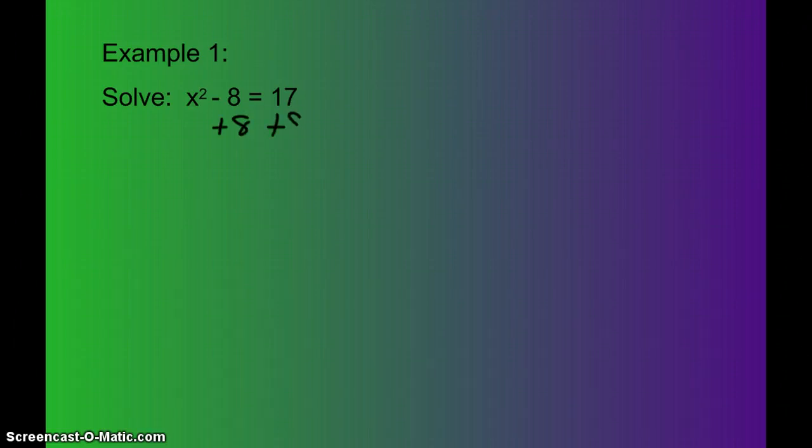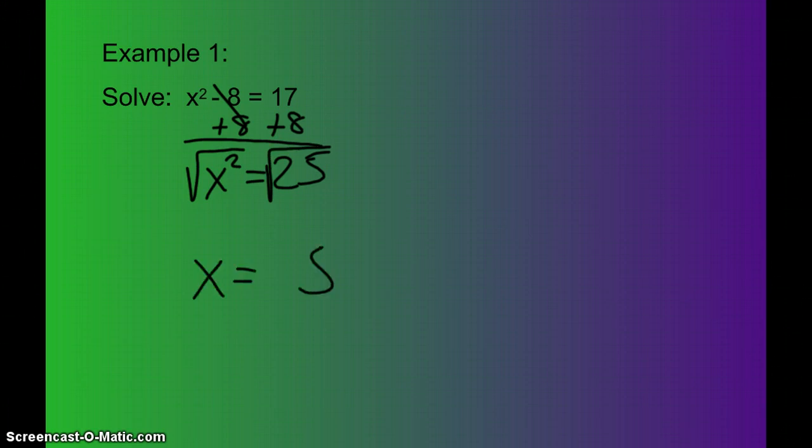So to get rid of minus 8, I'm going to add 8 to both sides, which leaves me with x squared equals 25. Then I have an x squared by itself. This is my square root method situation where in order to get rid of the square, I need to take the square root of both sides.